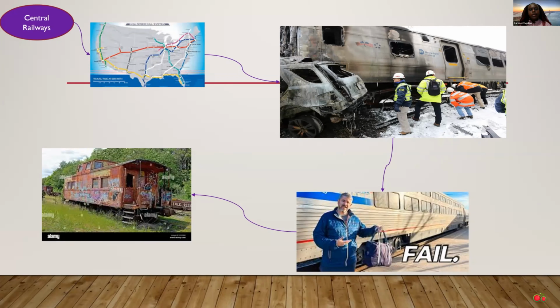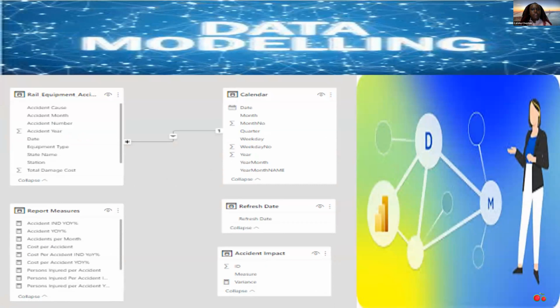This is my data model. The data that I used in this project is from data.gov. I created a calendar table for time intelligence, and I created a one-to-many relationship between the calendar table and my main data. I also created another table that accommodates all the measures that I used. I also created a refresh date, and the last table, which is accident impact, is the table that I use for my waterfall chart.